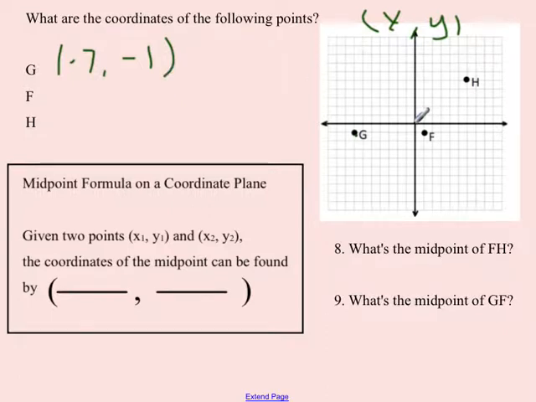Taking a look at F, I'm going right 1, so that's going to be positive, and then I'm going down 1, so that's going to be a -1. Taking a look at H here, I want to figure out how many I'm going over, so I'm going over 1, 2, 3, 4, 5, 6. So my x-coordinate is 6, and then I'm going up 1, 2, 3, 4, 5.